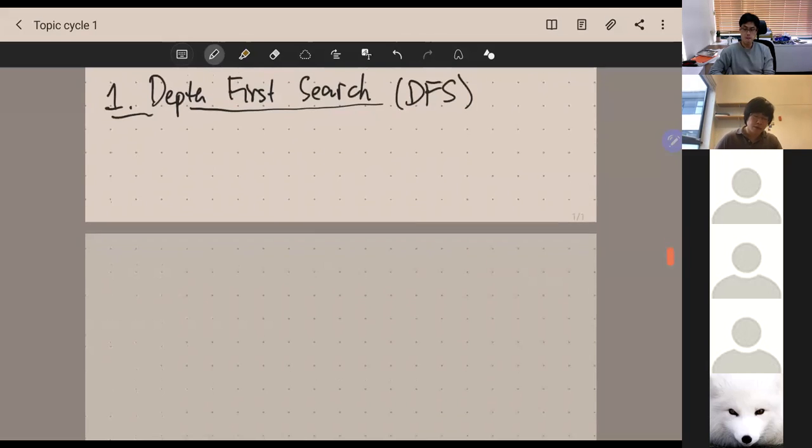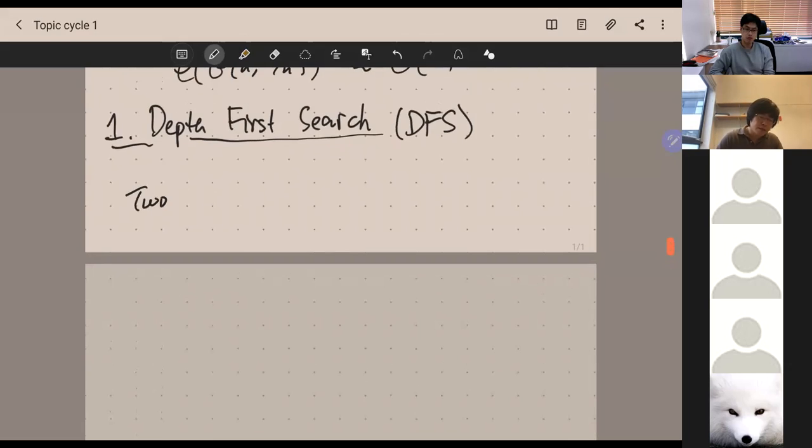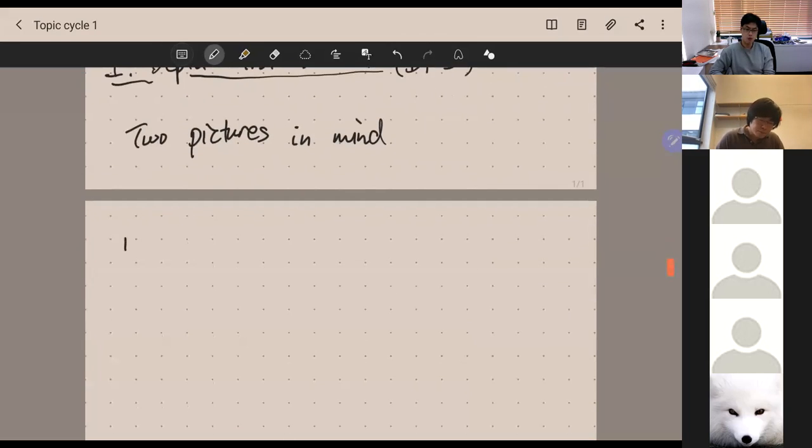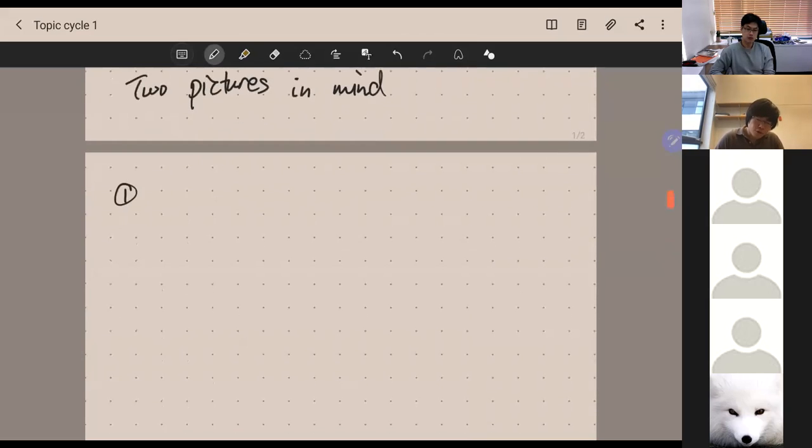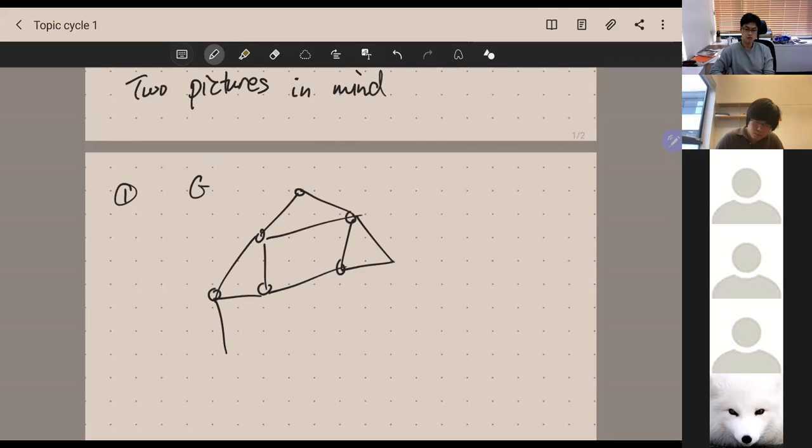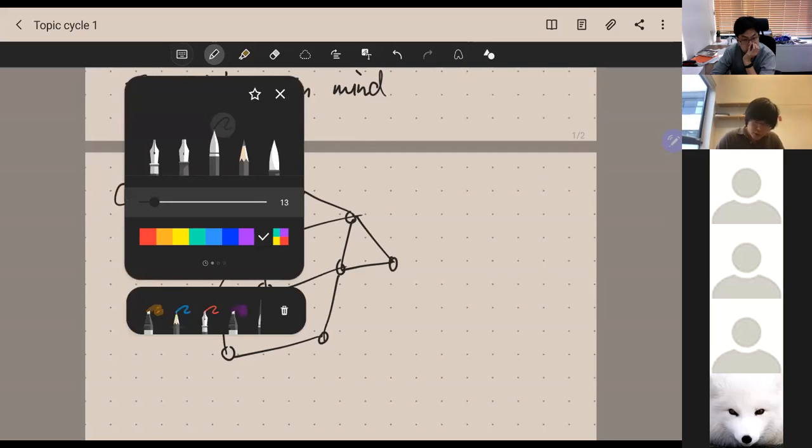So what do I mean? Let me give maybe better two pictures in mind. Okay, the first one is I will show by example. Suppose we have our graph G. I just draw some whatever graph, okay? Maybe like that. Okay, not too big, this one. Now I want to show you, quickly recall the DFS search on it.